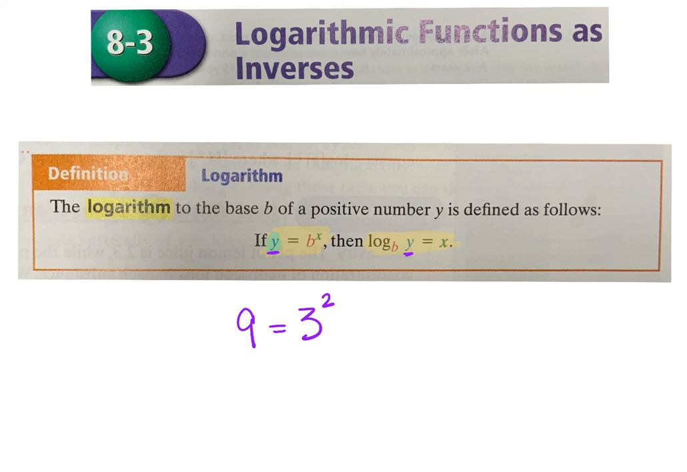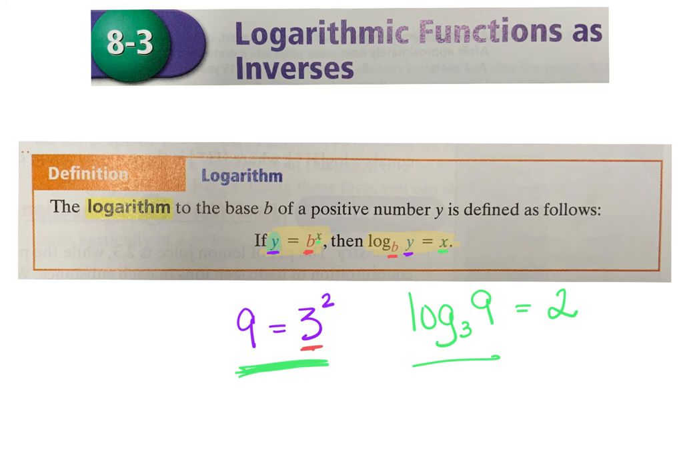Your bases are the same. My base here and my base of my logarithm are the same. Here, my base is 3. And so my base of my exponent becomes the base of my logarithm. And now my answer of my logarithm is my exponent of my other function. So how would I rewrite this guy? Well, I would say if I want to rewrite this guy as a logarithm, then I would say my log base 3 of 9 equals what? It equals 2.